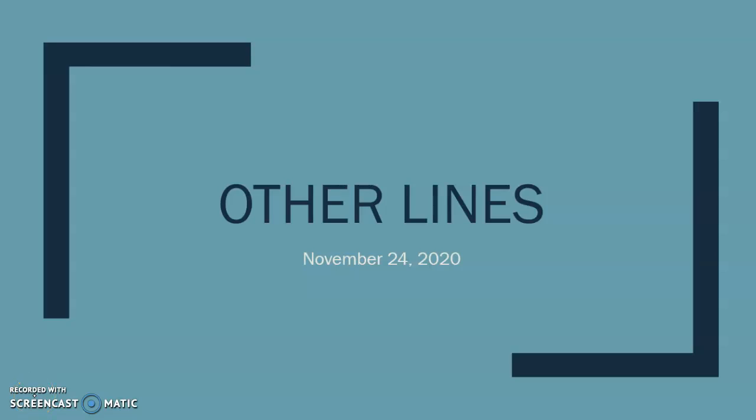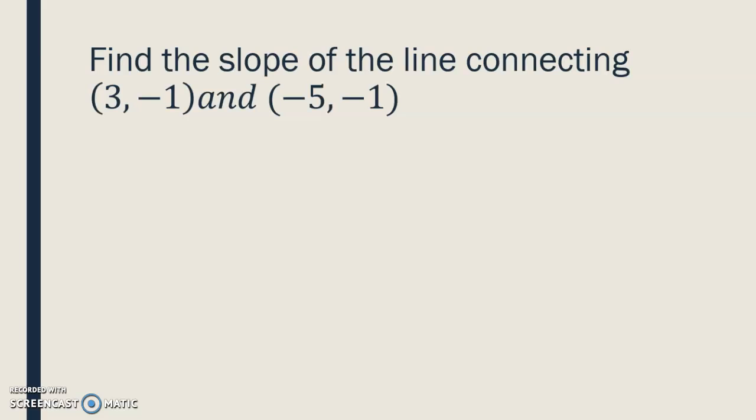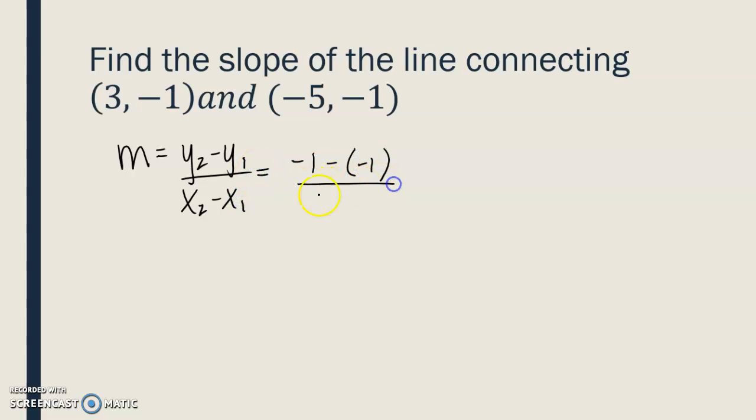Okay, so let's complete our study on lines. First example, find the slope of the line connecting the 2 points. So, change in y over change in x. So -1 minus -1 divided by -5 minus 3. So I get -1 plus 1 all over -8. So 0 divided by any non-zero number would be 0.